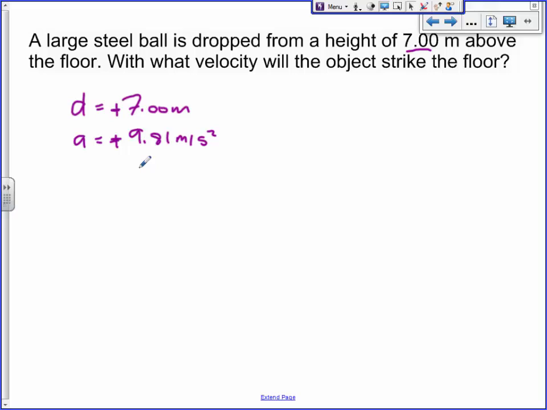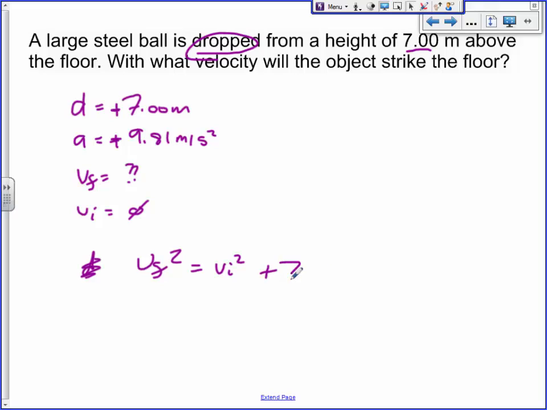What's the hidden number? What's the number that we don't know about, or that we do have a value for, but it doesn't say? Well, that's what we're looking for. We're looking for velocity final. I need one more, which is? Good. Yeah. Our initial velocity is 0 because the steel ball was dropped. Okay, well, this is just one of your basic formulas, right? So we need d, no, we don't need that one. We need vf squared equals vi squared plus 2ad.